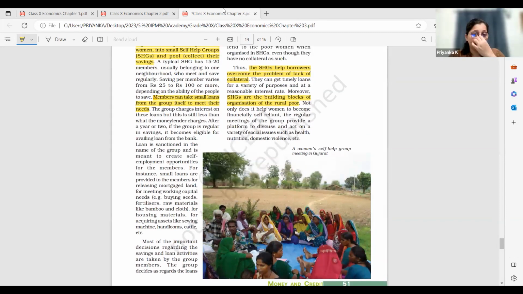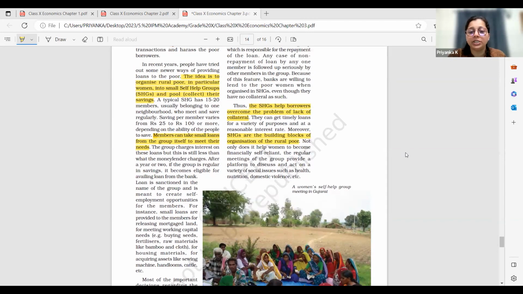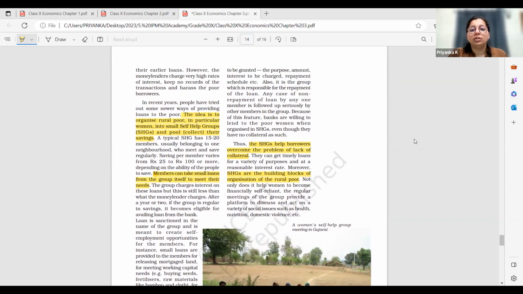So we have this facility called self-help groups. In Kerala, one of the biggest examples is Kudumbashree. I don't know about the other states because I'm not aware of the name used in the other states, but almost all states of India have something called self-help groups.